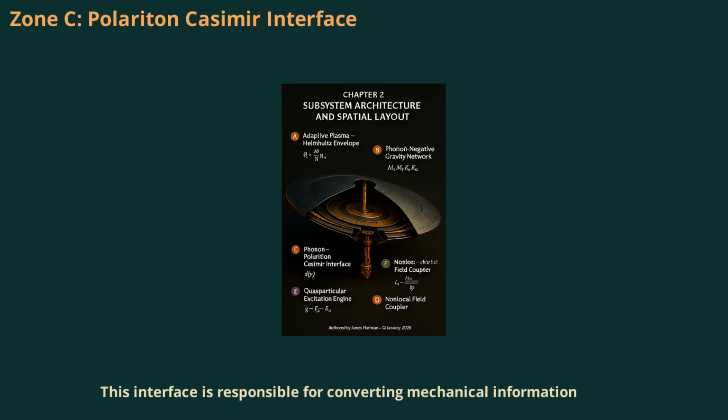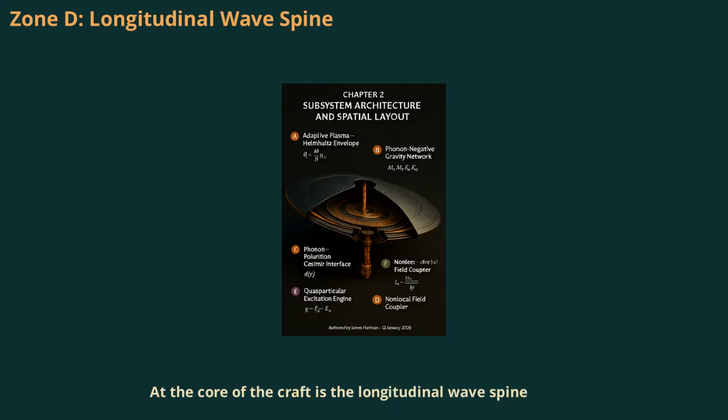This interface is responsible for converting mechanical information from the mantle into electromagnetic and vacuum mode modifications, playing a pivotal role in the craft's propulsion and field shaping. The core of the craft is the longitudinal wave spine, a structural column that supports acoustic and plasma waves. This spine defines the thrust axis and serves as a phase reference for the entire system. Radial branches extend from the spine, distributing energy to the mantle and interface layers for coordinated propulsion.